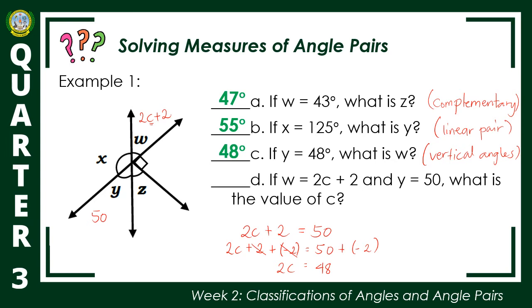Okay? And since may 2 pa dito sa tabi ni C, para ma-eliminate natin yan, we are going to multiply both sides by 1/2. Or simply divide both sides by 2. Okay? So, dividing by 2 and multiplying by 1/2, they are the same. So, ang mangyayari dito, 1/2 times 2 will be equal to 1. Okay? So, magiging 1c na lang siya or c na lang. Okay? And then, 48 times 1/2 or 48 divided by 2 is equal to 24. So, yun po yung value na hinahanap natin.